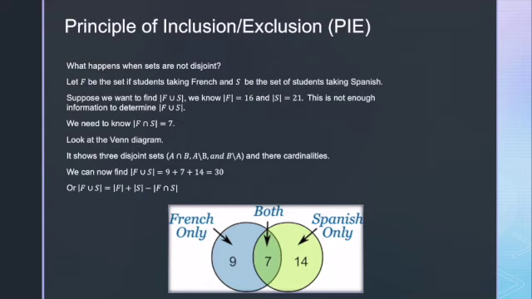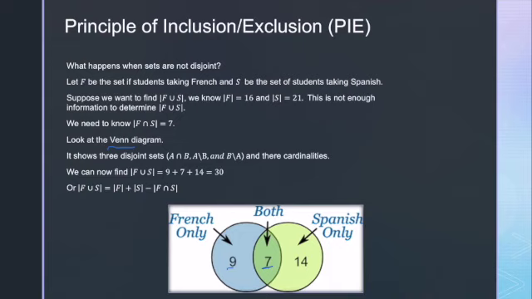Well, we know the cardinality of F is 16 because it's 9 plus 7, right? We have to include the students who are in French, and that's everything in this blue circle here. And we know the size of the Spanish students is 21. But that's not enough information because we'd have to know the size of the union. So we have to look at our Venn diagram.